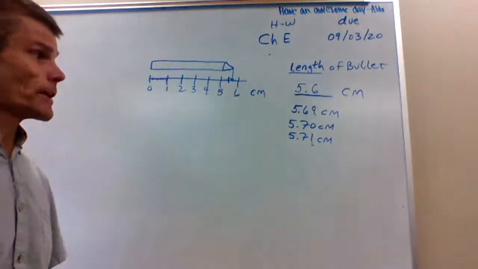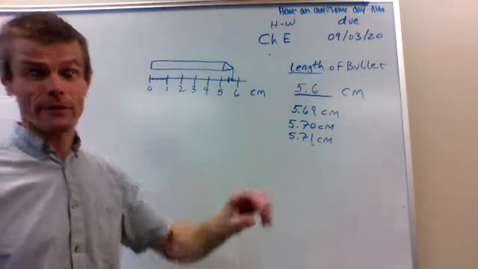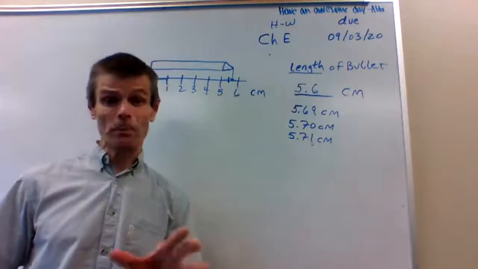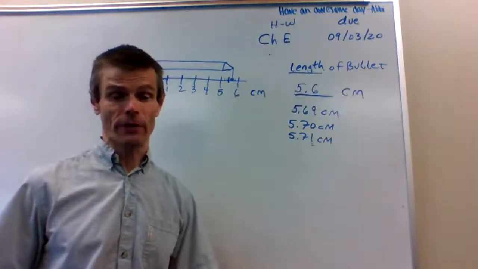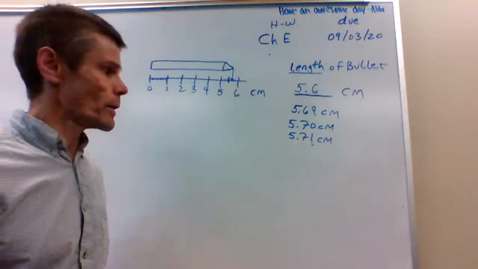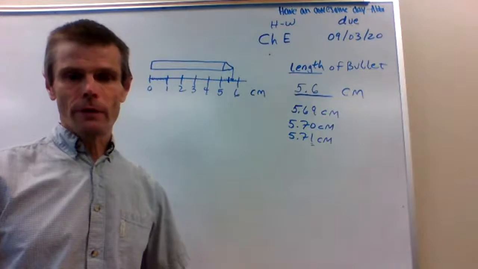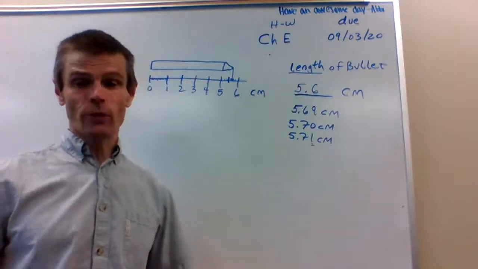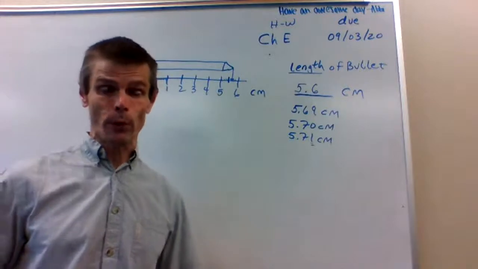One person might say 5.69. Another person is going to say 5.7. And notice, since we can estimate to the hundredths, it would be appropriate to write 5.70. And still someone else might see 5.71. So that is the reason why we're limited to a certain number of significant figures when we report data.